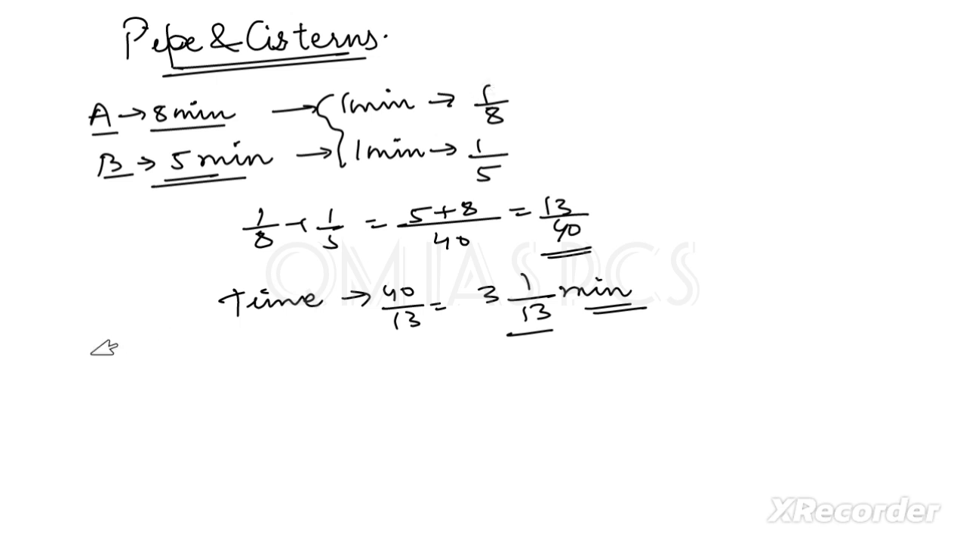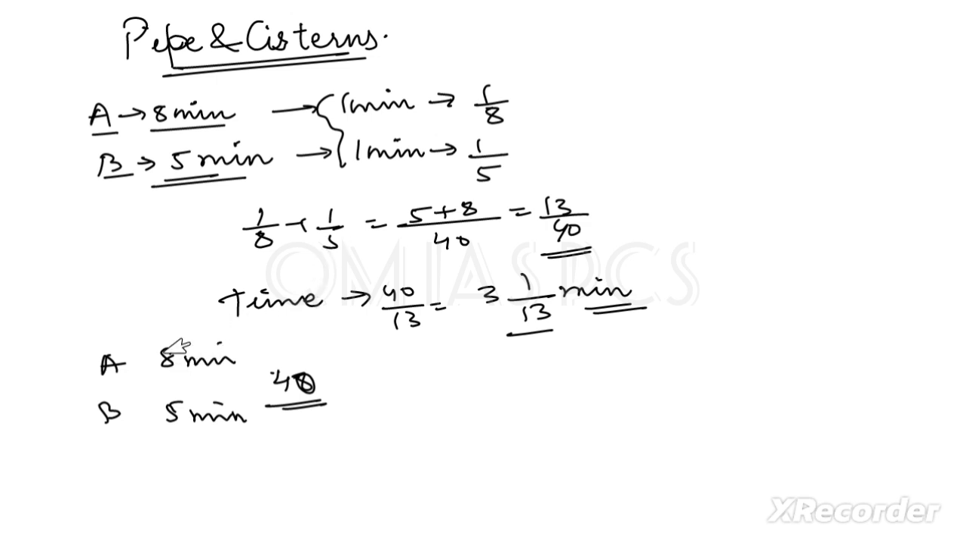Or if you want to solve without taking fractions, you can take units of work. Like A and B, it will be 8 minutes and 5 minutes. So we can take the LCM of whatever time is given. The LCM will be 40. So we are just considering that the total unit of work is 40.